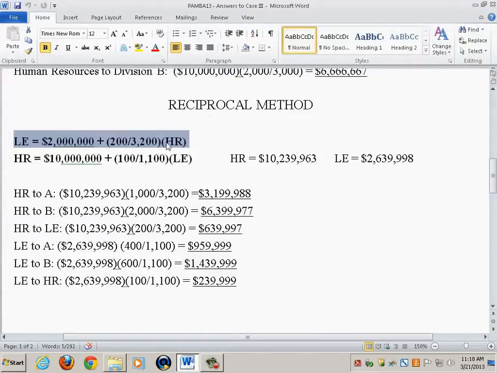So HR allocates a share of 200 over 3,200 of the total cost it allocates to all units. That's what goes to legal. So now reading again the equation, the total cost that legal will have to allocate is the 2 million it started with, its own cost, plus whatever cost is allocated to it by HR, which is HR times 200 over 3,200. Okay, let me just pause here and see if there are any questions about the logic of this equation.